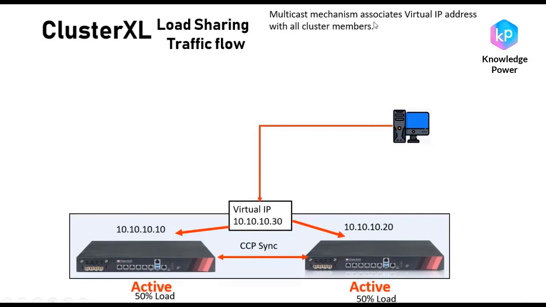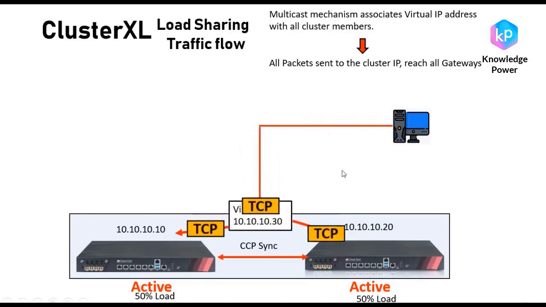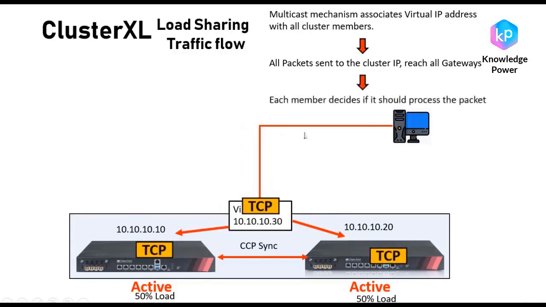All right, so multicast mechanism associates virtual IP address with all cluster members. That's what I told you, right? All packets sent to the cluster IP reach all gateways. That's what I told you. All right, look at that. We have a TCP connection flowing. It gets to our virtual IP. It's not going to one device, it's being split, right? So for two devices, the same connection. And then each member decides if it should process the packet. They agree with each other using the sync interface.